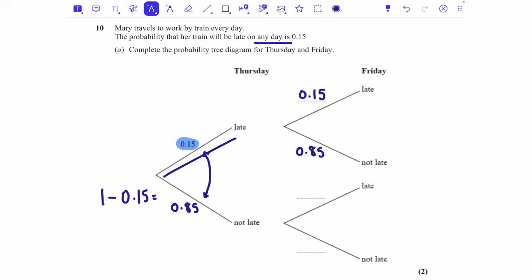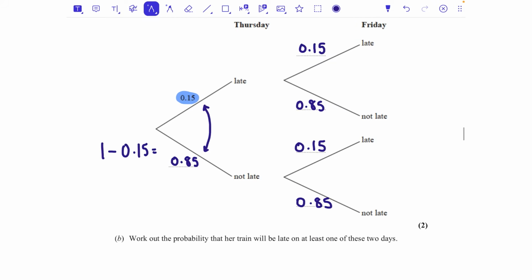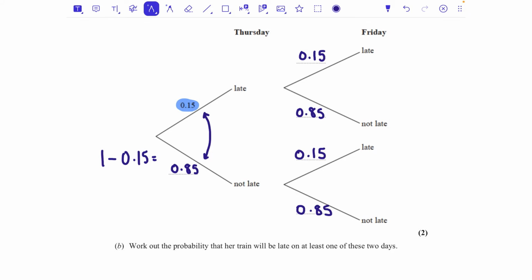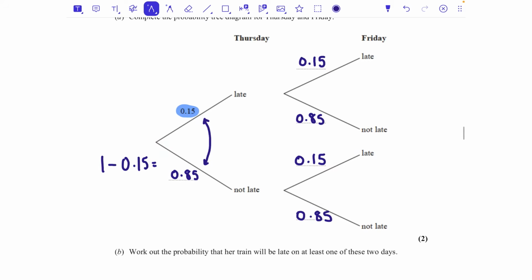If she's late on Thursday, that gives us the option for Friday. And if she's not late on Thursday, we've still got the option for Friday. So these are just going to be the same. It doesn't make a difference whether she's late on Thursday as to the probabilities on Friday. It just says any day, 0.15 of being late. Work out the probability that her train will be late on at least one of these 2 days. So we are interested in her being late on 1 day or 2 days. Now the reason we also want to include 2 days is because it says at least one of these days.